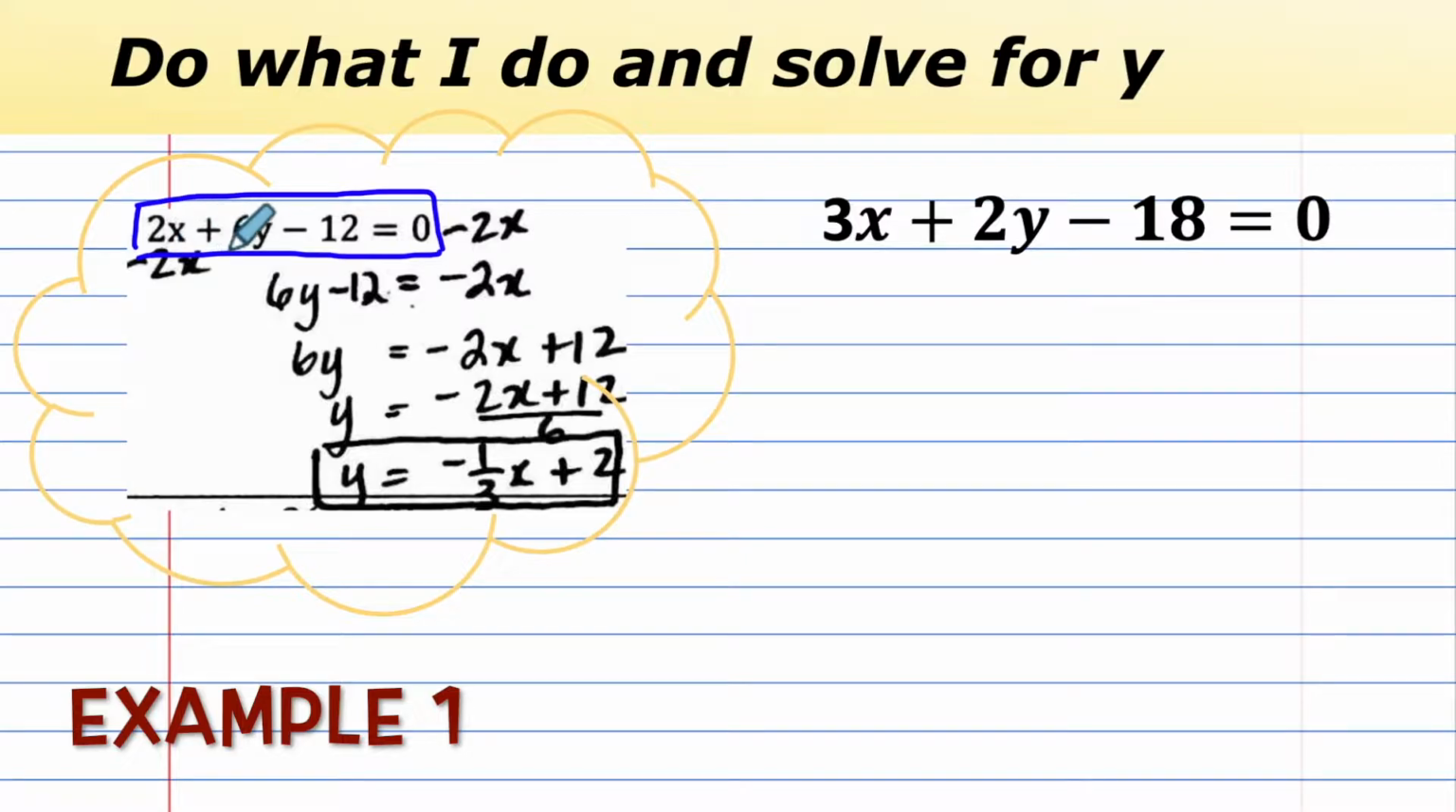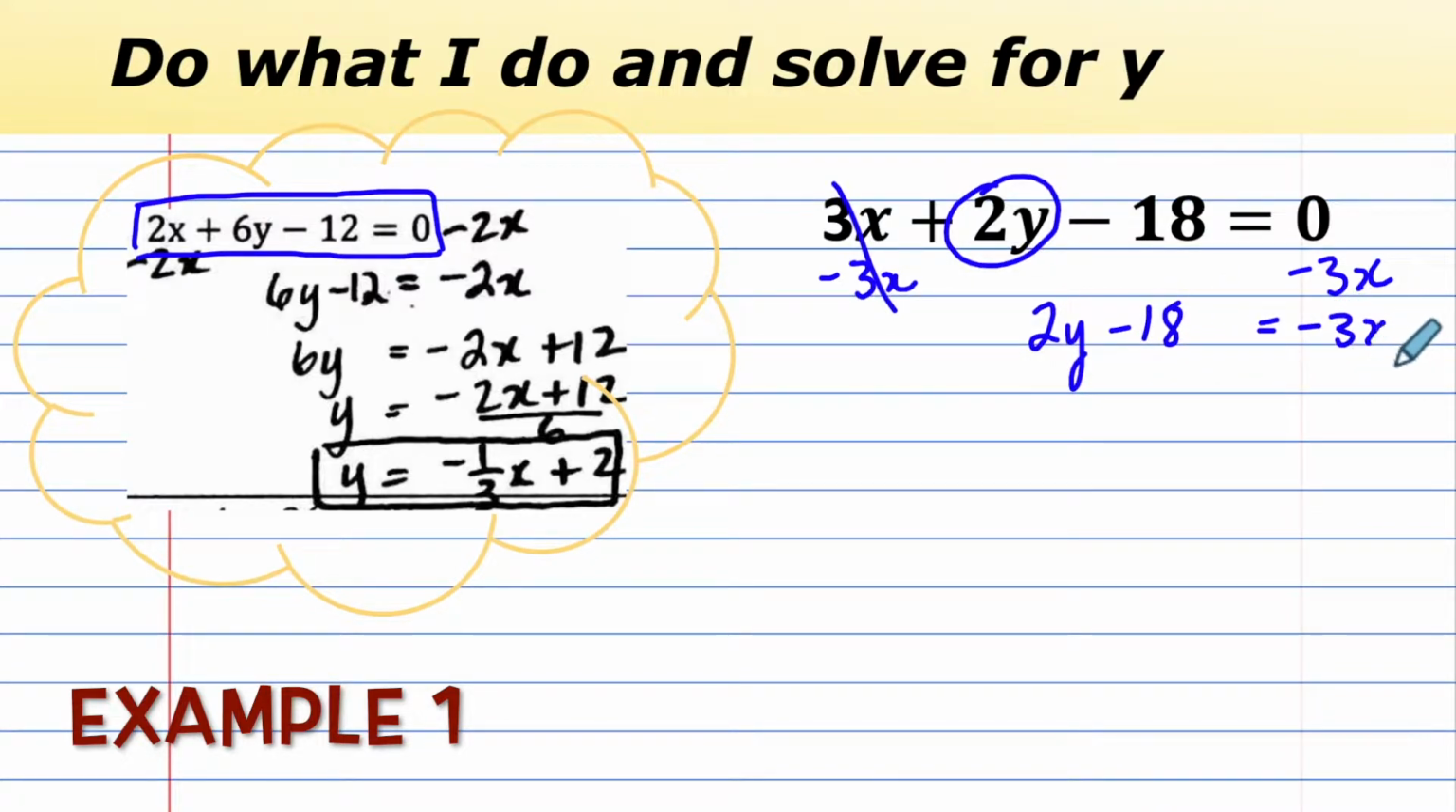We have everything equals 0. The x, the y, and the constant equals 0. Circle the 2y and subtract the 3x both sides. 2y minus 18 is equal to negative 3x, which is that step.